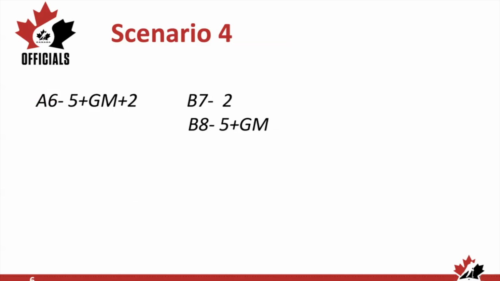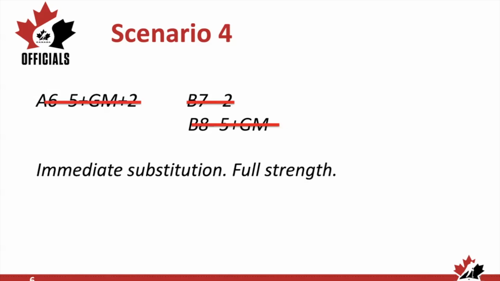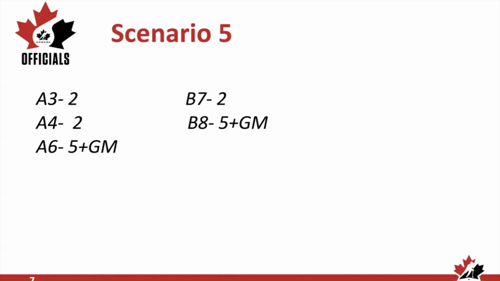In scenario 4, A6 was assessed a 5 plus a GM plus a minor penalty. B7 was assessed a 2-minute minor, and B8 was assessed a 5 and a game misconduct. So in this case, A6 has a 5 and a 2-minute penalty we have to get rid of. We don't worry about the GMs. They cancel each other out. And in this case, B7 has a 2-minute penalty, and B8 has a 5-minute penalty. So we can actually cancel all of this out, and therefore they would be even strength, full strength, 5 on 5, and immediate substitution.